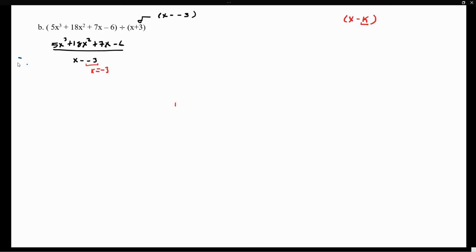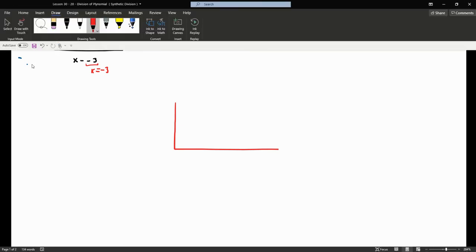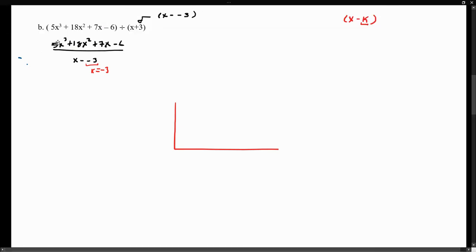Let's open up our box. The first thing I want to see is my numerator in standard form. To the third, to the second, to the first, a constant. So we're good. All we're going to do is get all those coefficients. So I'm going to get a 5. And then the next one, which is 18. Then the next one, that is 7. And the next one, that is minus 6. And on the outside, I'm not going to write down plus 3. I'm going to write down minus 3, because that will be my value of k. So now we have minus 3 on the outside.